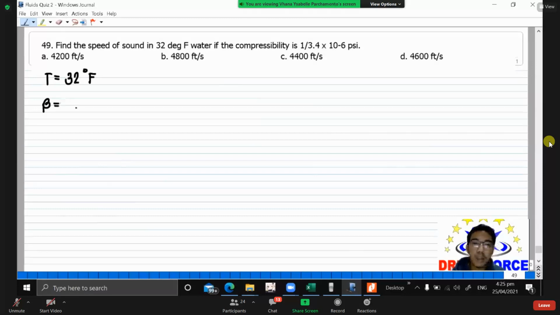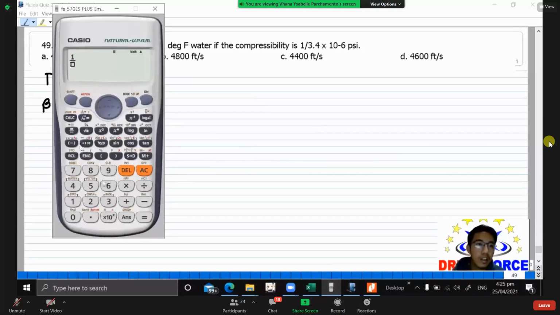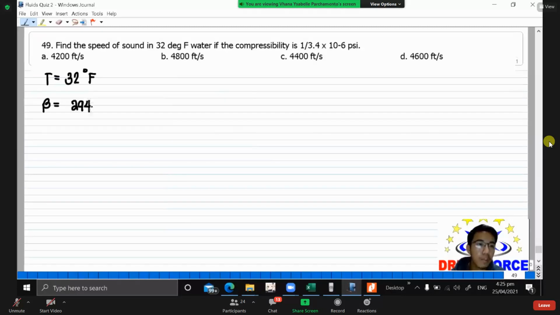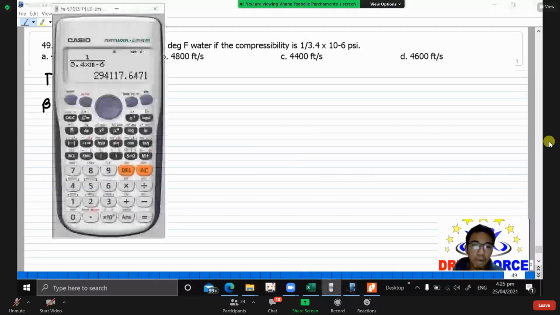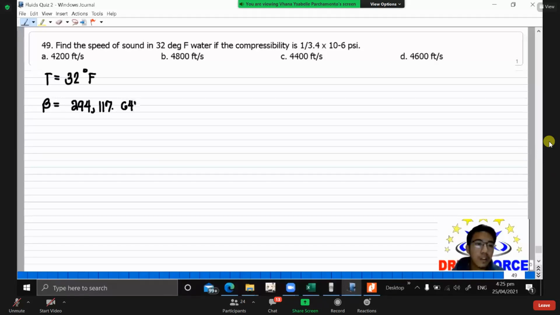And yung compressibility, yung beta, di ba ganyan yung compressibility natin? Ito, 1 over 3.4 times 10 raised to negative 6. Ito siya, 294,117.6471. That is pounds per square inch. Okay. Again, from your physics, meron tayong formula dito for the speed of sound given yung compressibility. And this is square root of the compressibility divided by the density.